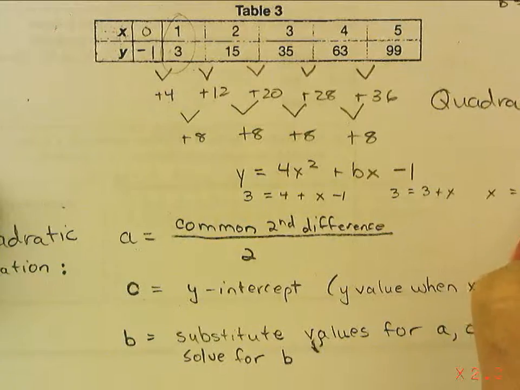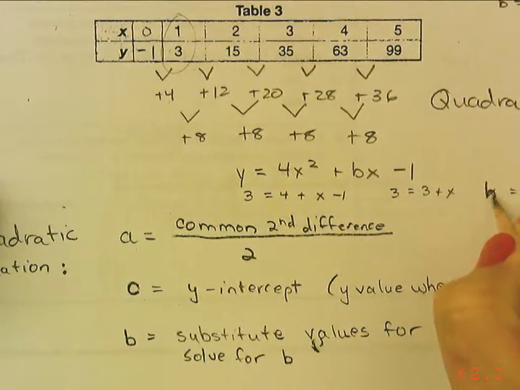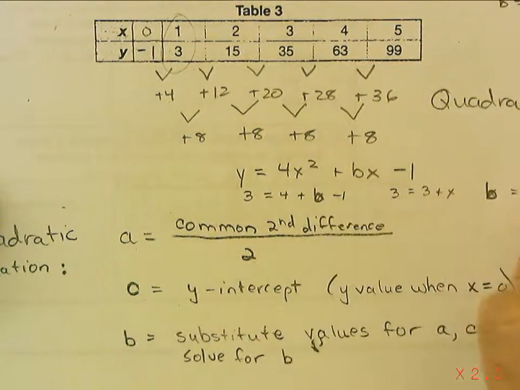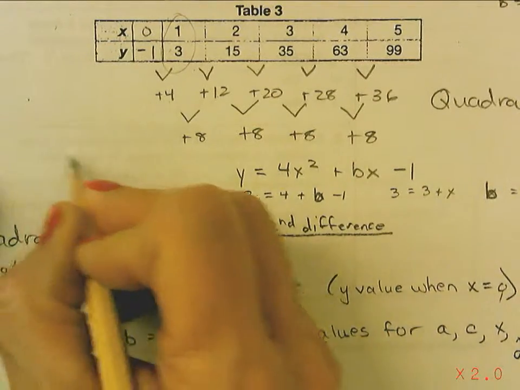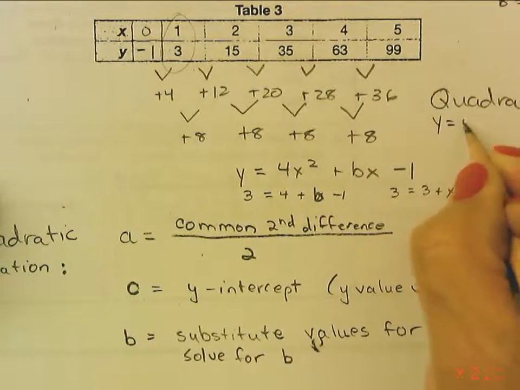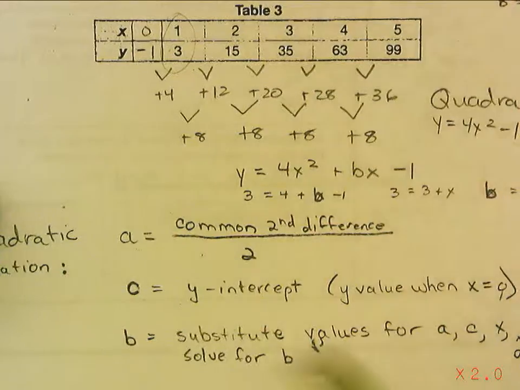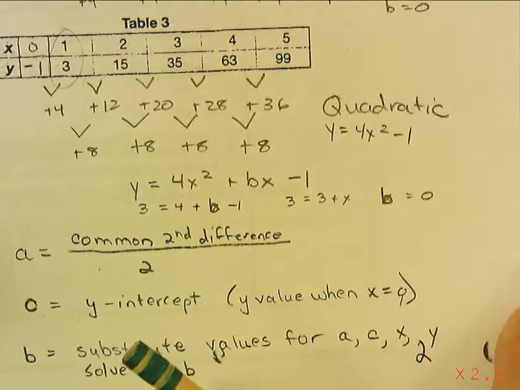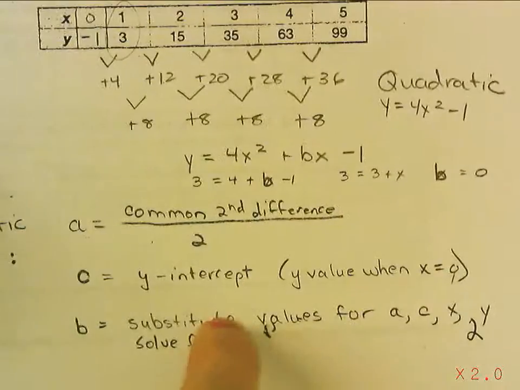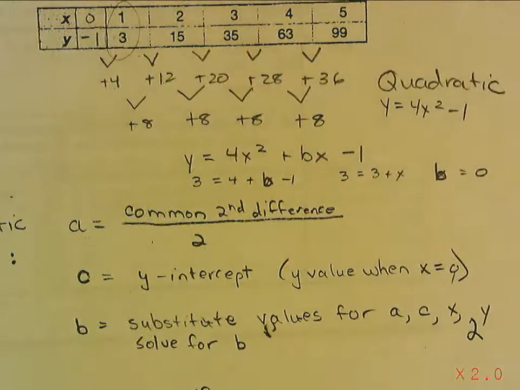So b equals, well, I'm sorry, I'm solving for b. b equals 0. So this equation would be y equals 4x squared minus 1. Okay, and the rules for the quadratic equation are written there. Now, let's turn the page and try to see if we can figure out some other ones.